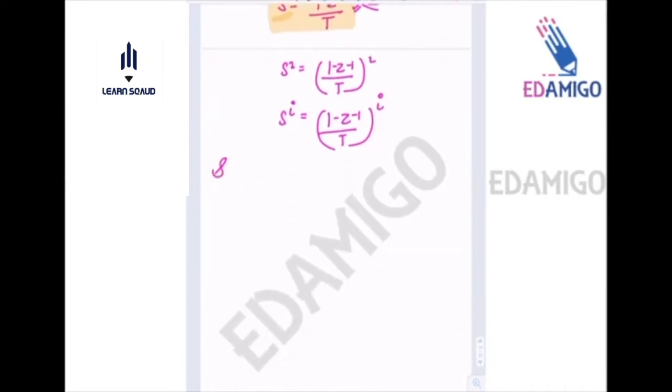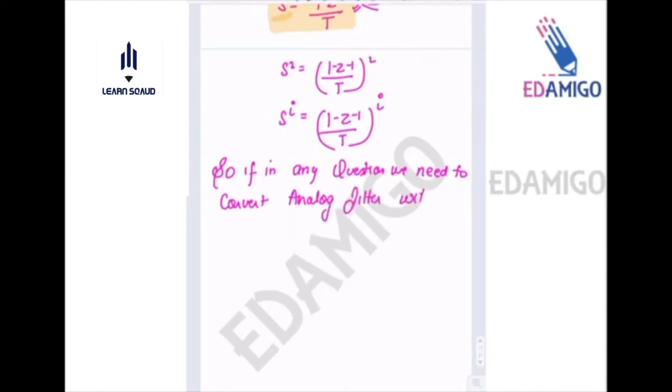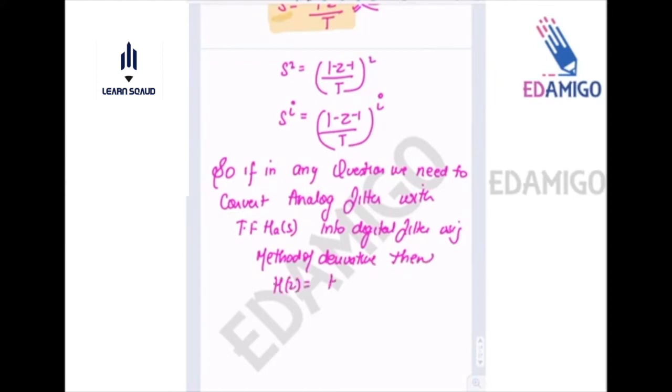Okay, so if in any question we need to convert an analog filter with transfer function H(s) into a digital filter using the method of derivative, then simply H(z) is equal to H(s), where s is equal to (1 minus z inverse) upon capital T.